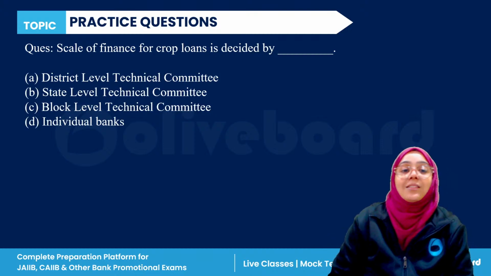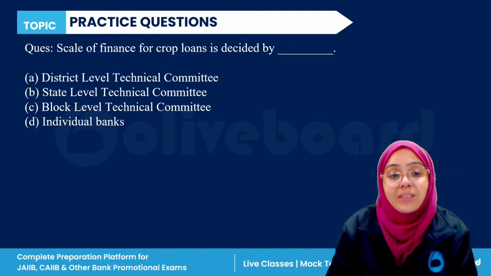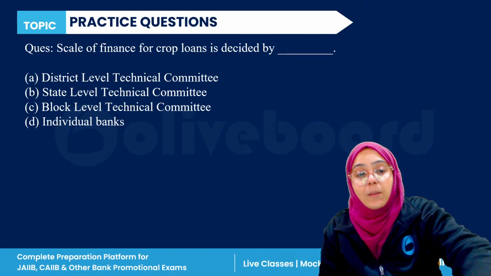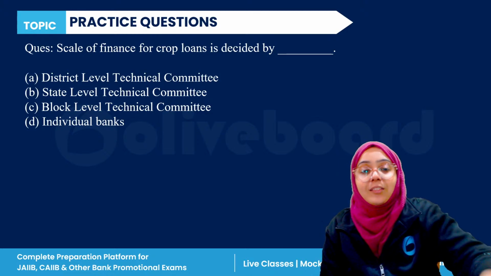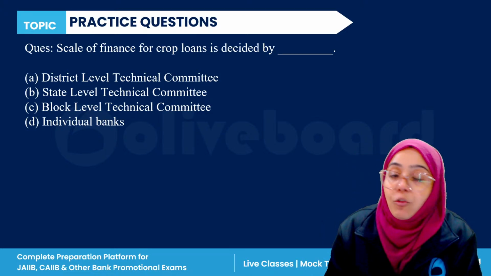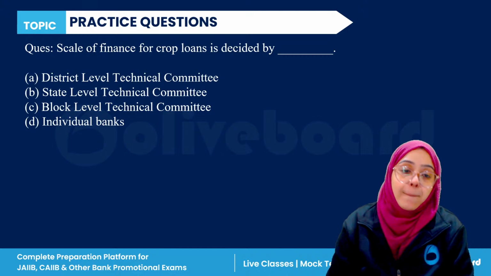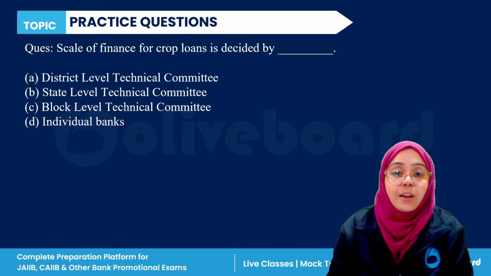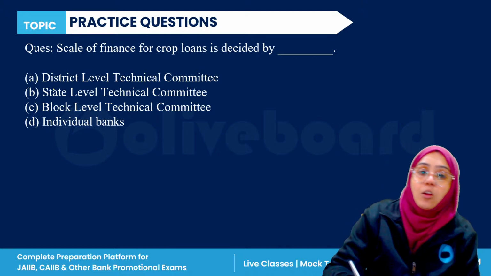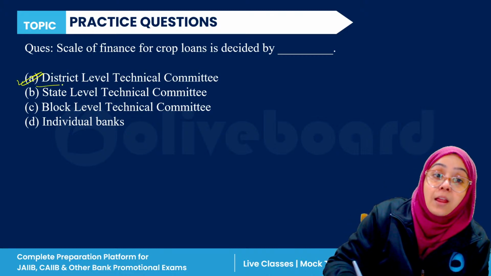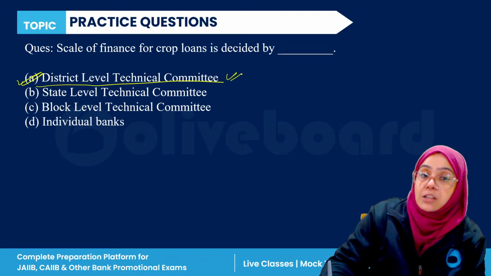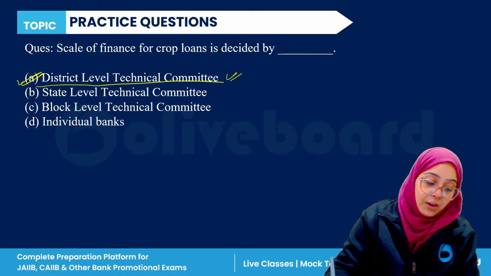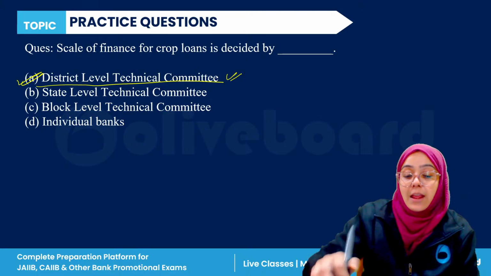Next question. Scale of finance for crop loan is decided by district, state, block, or individual bank. Everyone, please answer this question. Scale of finance in the crop loan is decided by. So if we talk about scale of finance, it is decided by district level technical committee. District level, yes, Sanjay. Yes, Hema, good. So it is actually A, right?